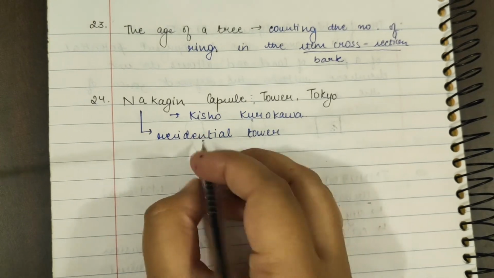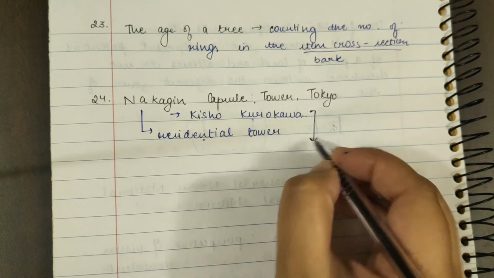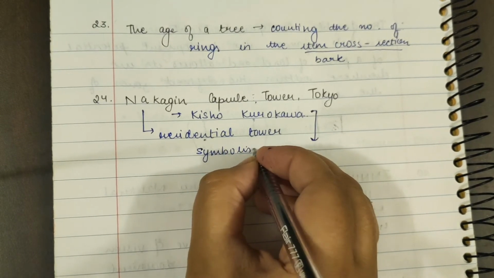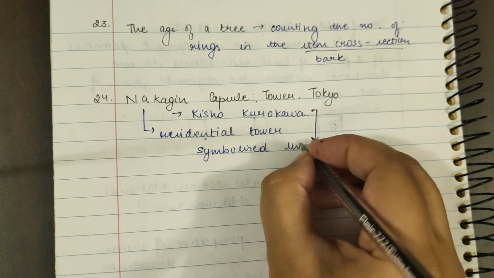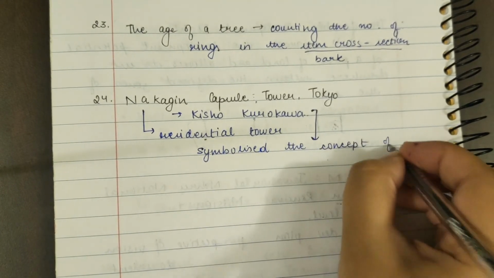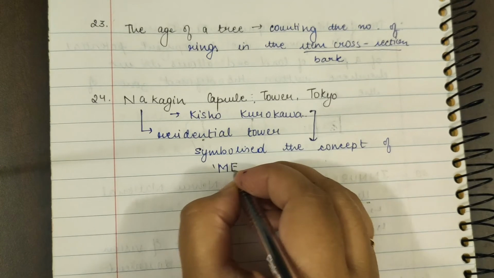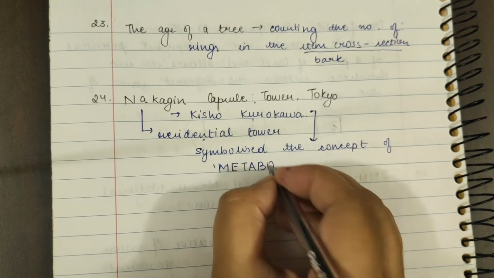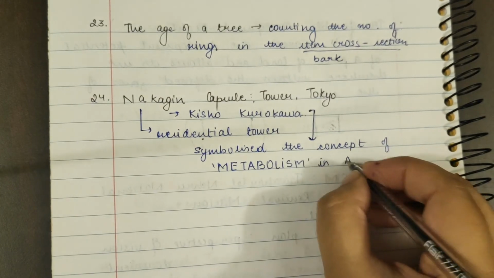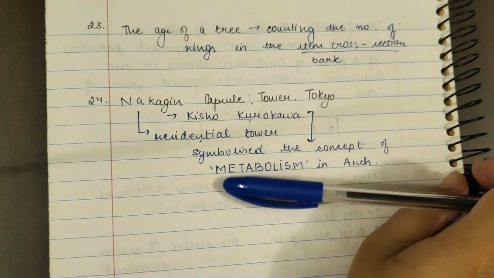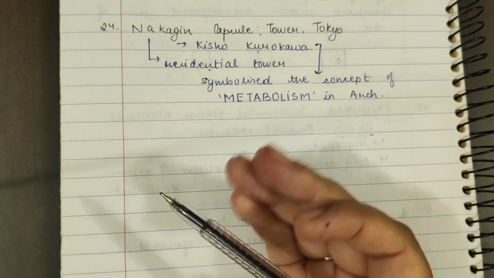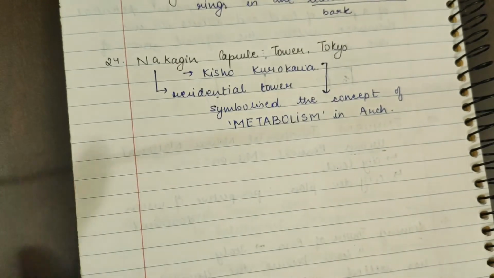And basically, Kisho Kurokawa also symbolized the concept of metabolism in architecture. This has also been asked in previous years. Metabolism in architecture. So you see, from one question you can get up to two or three different types of questions.